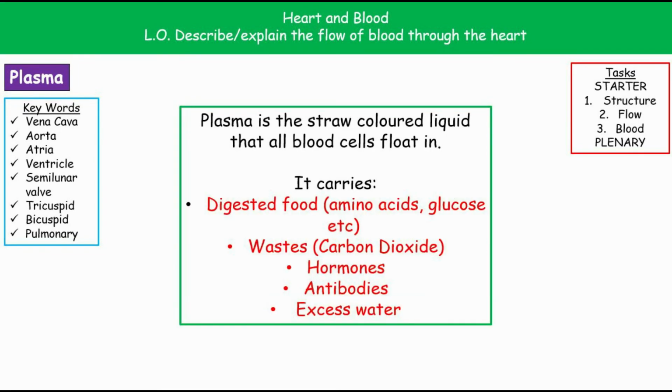When we're thinking about what the plasma carries then, it carries all of those digested food products, so amino acids, glucose, all of those bits. It carries waste products like carbon dioxide. It will carry all the hormones around our body. It carries those antibodies that are made by our white blood cells. And it carries excess water. So if you didn't get those, add them in to your answer now.